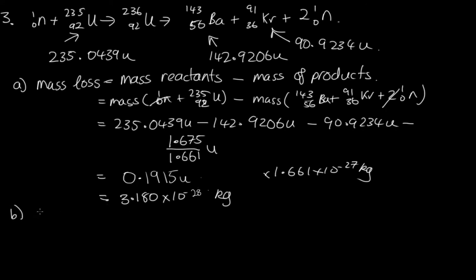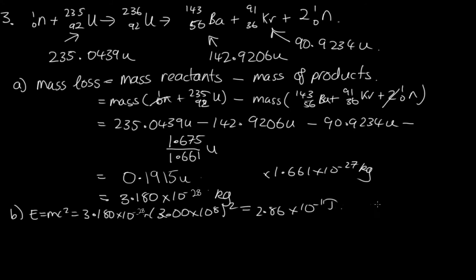And now in part B, we're asked to calculate the amount of energy released. So this is just going to be mc squared, where m is the mass lost, so that's this. 3.180 times 10 to the minus 28 times 3.00 times 10 to the 8 squared gives us an answer of 2.86 times 10 to the minus 11 joules. And we can convert this into electron volts if we want by dividing by 1.602 times 10 to the minus 19. So this is equal to 1.79 times 10 to the 8 electron volts, or 179 electron volts.